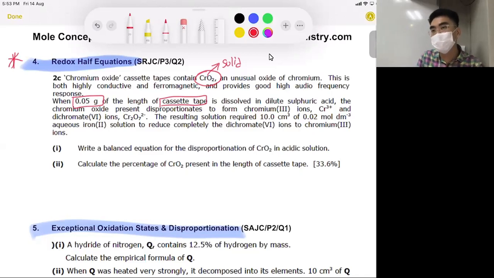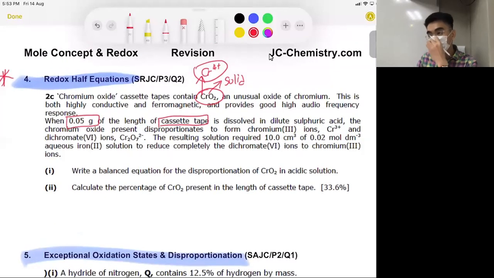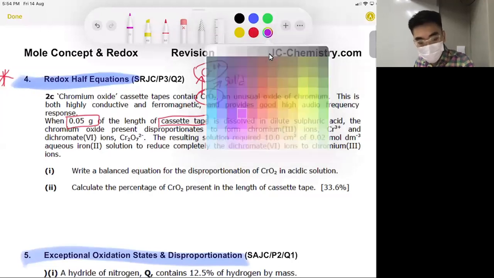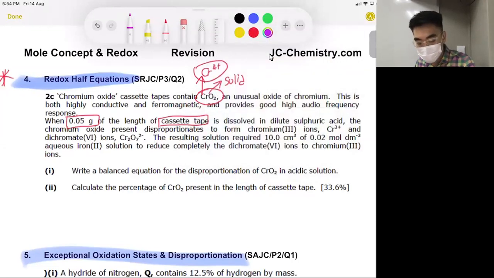You know why I need to know that? Because in redox, if this is a solid, you cannot act smart to change this into Cr4 plus, although we know that Cr4 plus exists within CrO2. Okay? This is an old question. So anyway, going back here, chromium oxide undergoes disproportionation to form Cr3 plus and Cr2O7 2 minus.